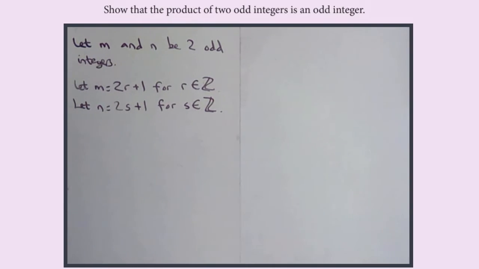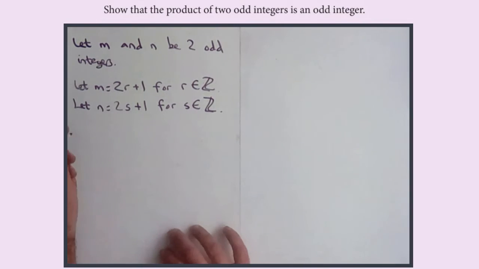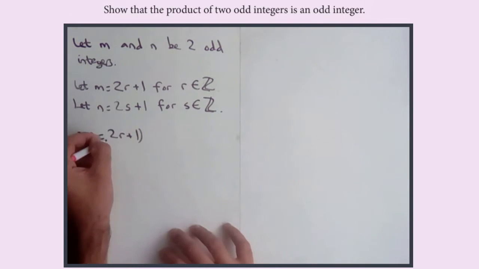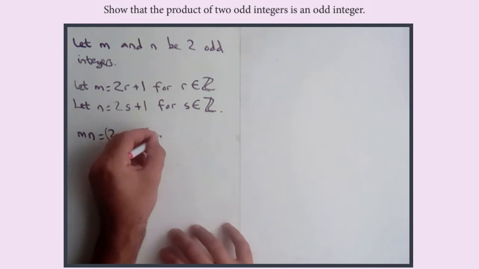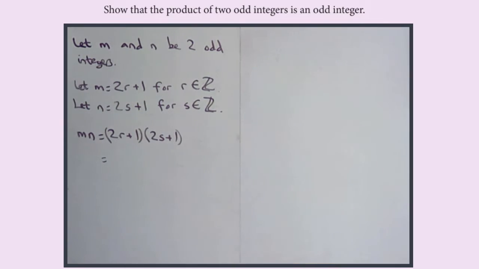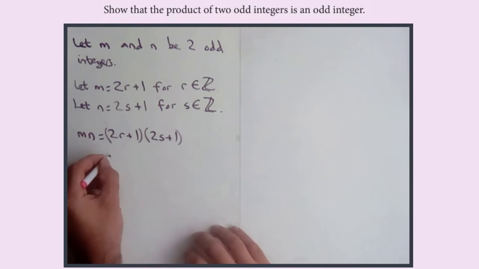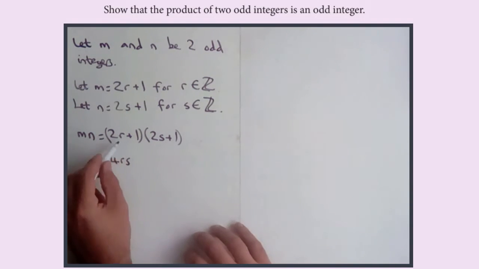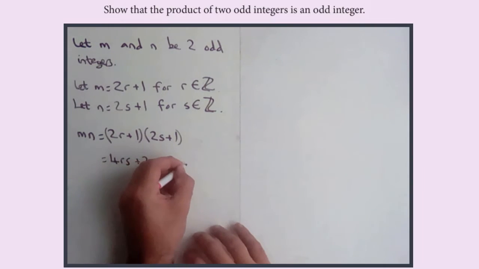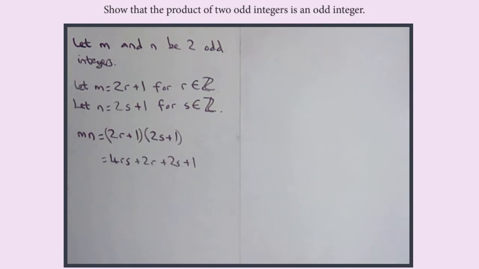Right, so now, if we just write the product, mn is m times n, which is going to be 2r plus 1 times 2s plus 1. So if we just expand that, that would be 4rs plus 2r plus 2s plus 1, right?